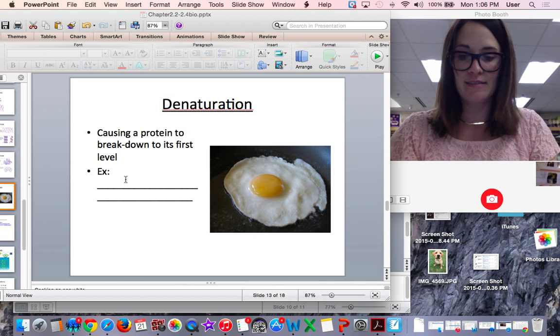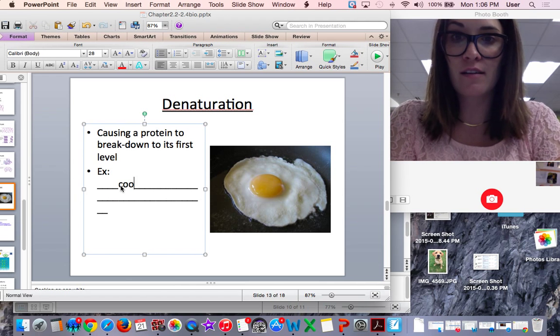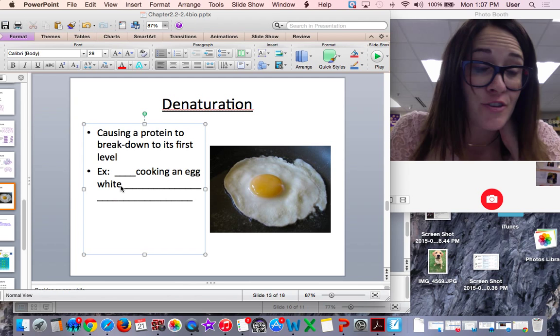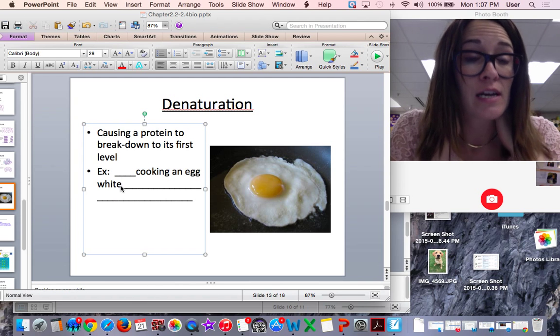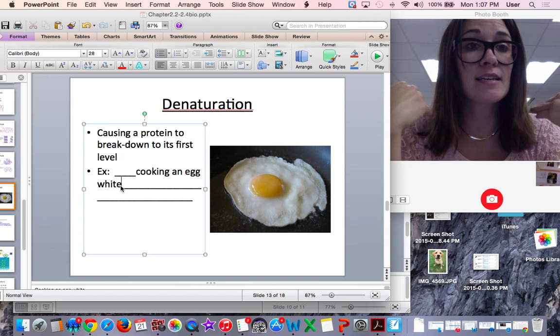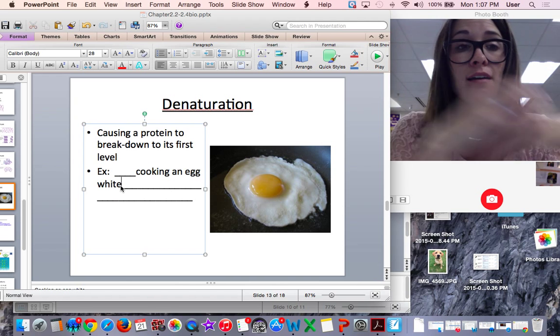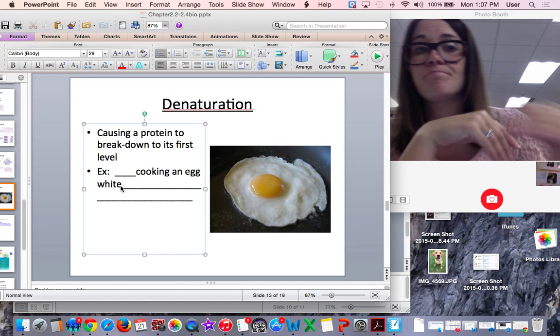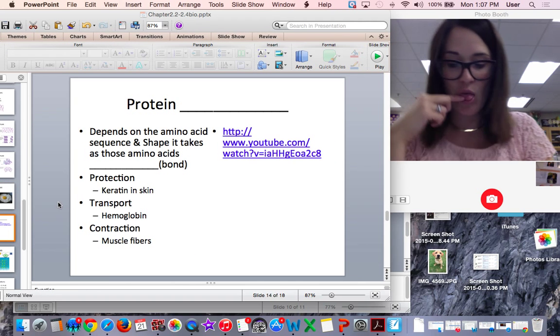So back to this. An example is cooking an egg white. Hazardous chemicals can denature proteins in your body. High temperatures can also denature proteins in your body. So that is not a good thing.